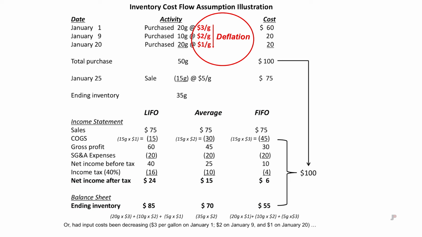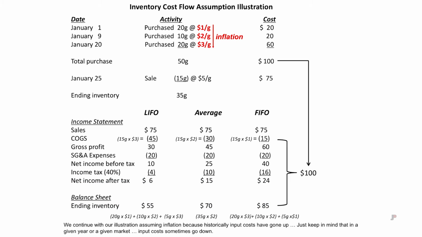Or had input costs been decreasing, $3 per gallon on January 1, $2 on January 9, and $1 on January 20, the differences would have been reversed. LIFO would have reported the highest values and FIFO the lowest. We continue our illustration assuming inflation because historically input costs have gone up. Just keep in mind that in a given year or a given market, input costs sometimes go down.